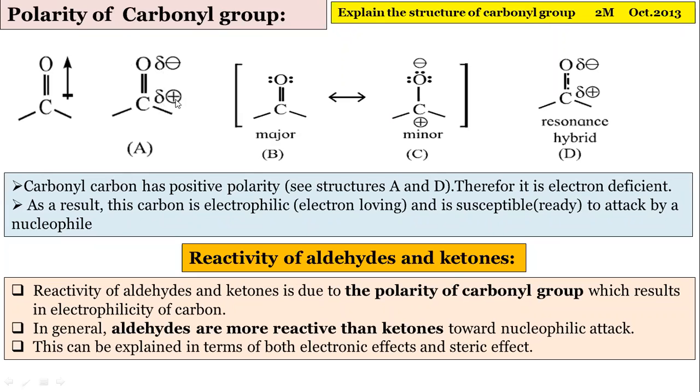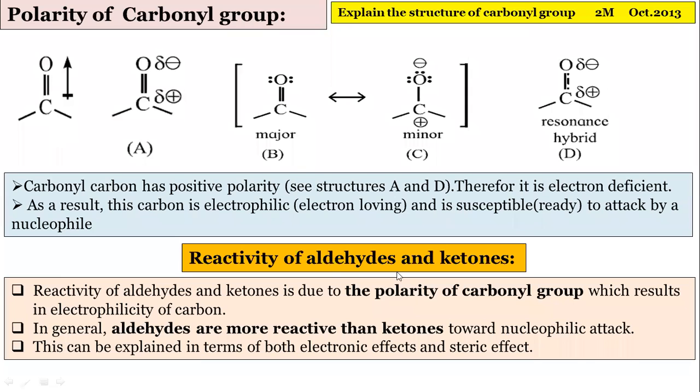This is the delta minus, this is the delta plus, and the resonance structures are shown here. And the resonance hybrid is shown in figure D. So we only have to write these structures and write below: carbon has a positive charge, so it is polar. Therefore, this carbon is electron deficient. Oxygen pulls the electron density towards itself. So whenever a nucleophile attacks, it always attacks the carbonyl carbon because it is electron deficient. For 2 marks, we have to draw the structures and write only one sentence: because of electronegativity, oxygen pulls the electron density towards itself, and this bond becomes polar. So it is very easy to get the 2 marks.